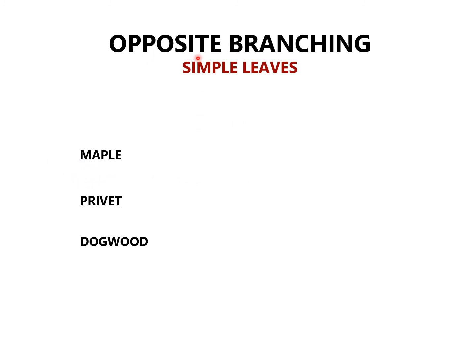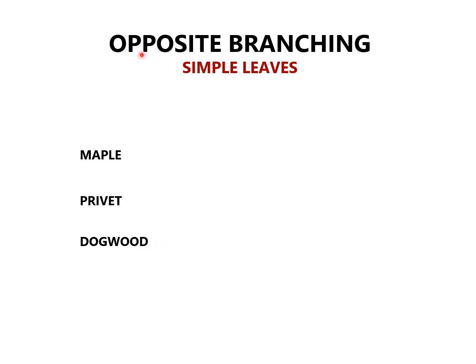So if something has opposite branching and simple leaves, then this is really just applying to tree species. We're not talking about other types of plants. We're sort of just talking about trees and shrubs here. If it has opposite branching and simple leaves, then it's either going to be maple, privet, which you may not run into because that's sort of a shrubbish sort of thing, or dogwood. Maple and dogwood are going to be the most common ones that you're going to run into.